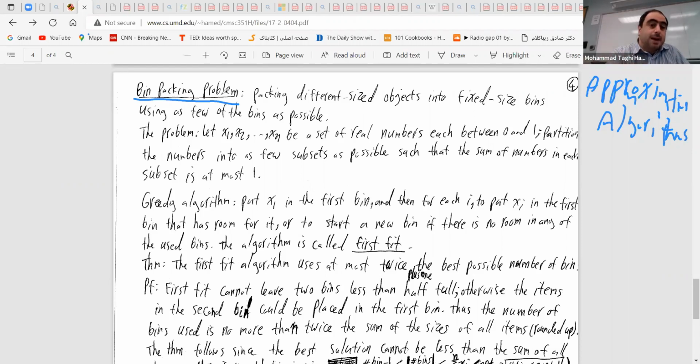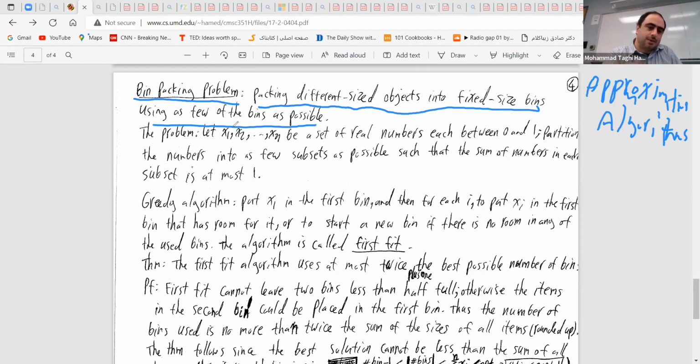Bin packing is a very famous problem. You want to pack objects of different sizes into fixed-size bins, using as few bins as possible. This is one of the most practical problems you have worked on: you want to put things in boxes to move from one place to another, and you want to minimize the number of boxes, because generally they take up space.